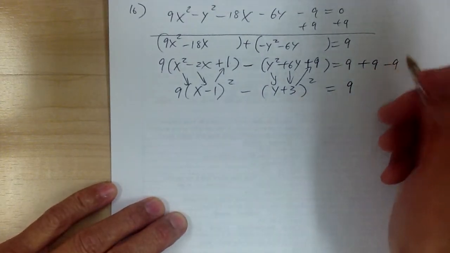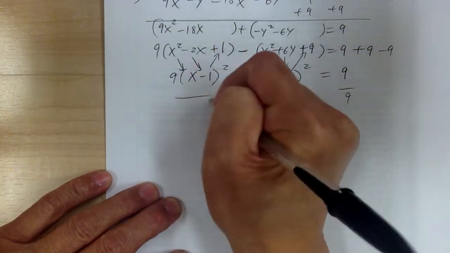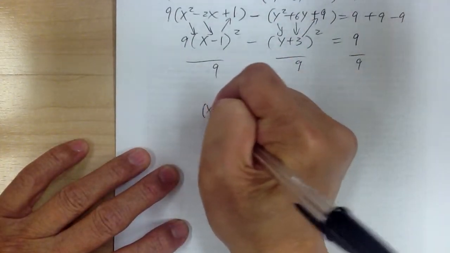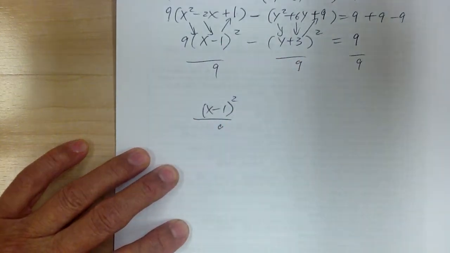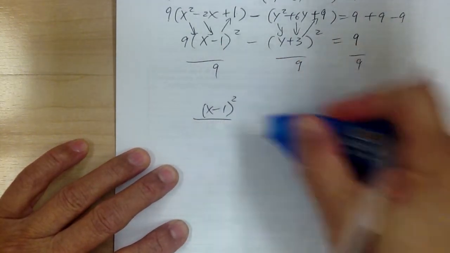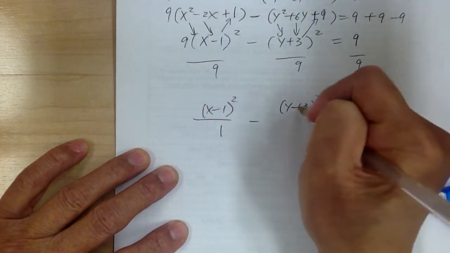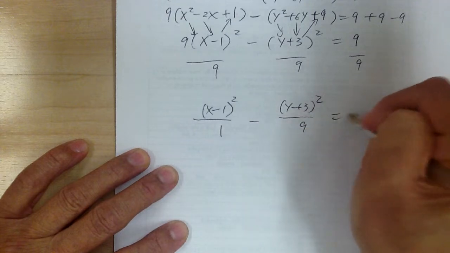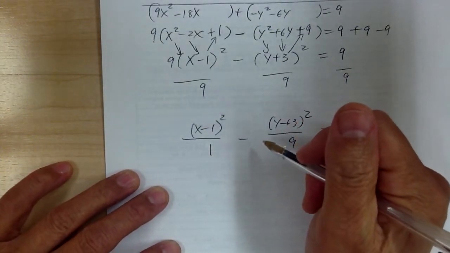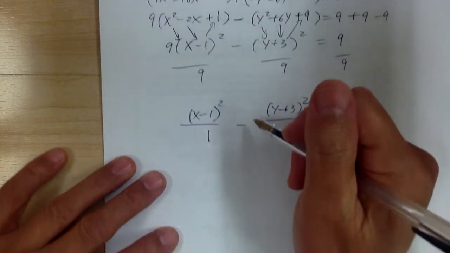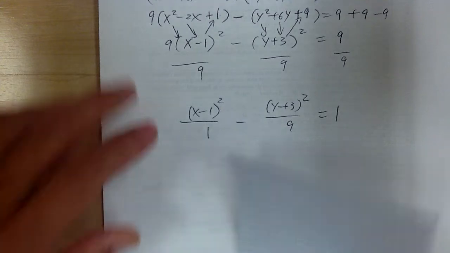Okay, from here, then you have to divide by 9 to put it in the standard form. So divide by 9, divide by 9. So you're going to get x minus 1 squared over 1 minus y plus 3 squared over 9 equal to 1. Okay. And so this is a hyperbola. And let's sketch it so you can find the center and the foci.